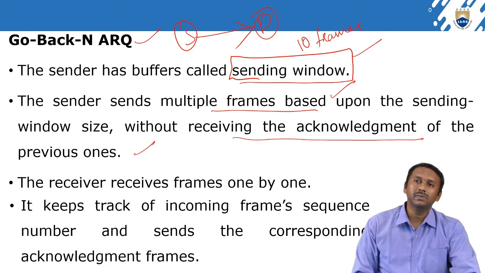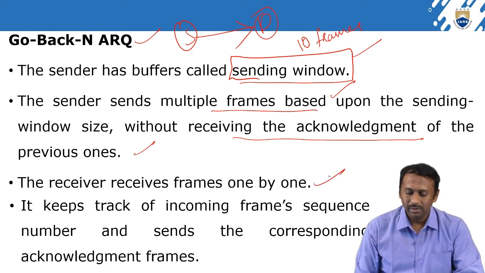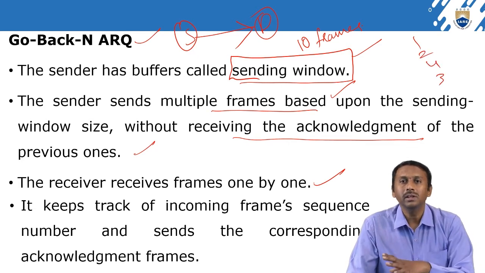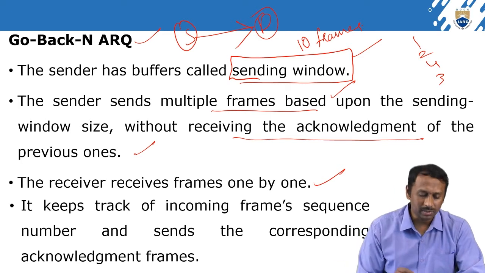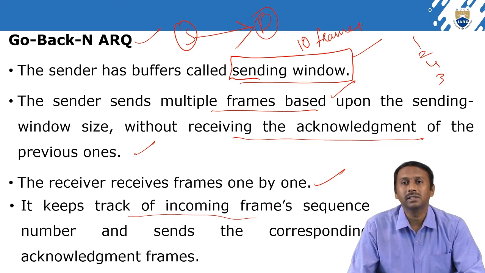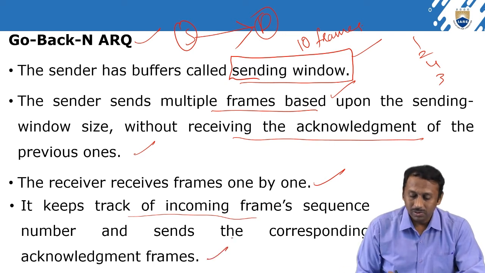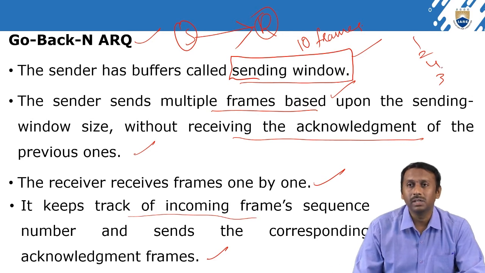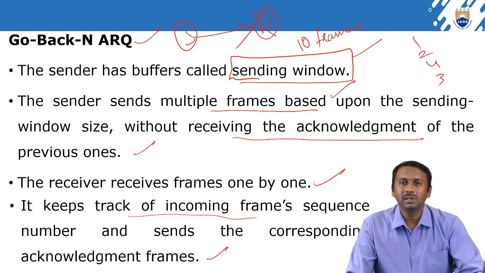The receiver receives frames one by one, maybe 1, 2, or 4, 3 again, irrespective of any order. Finally the receiver will receive all the frames. It keeps track of the incoming frame sequence numbers and sends a corresponding acknowledgement frame. So once the receiver receives the 10 frames, irrespective of any sequence number.